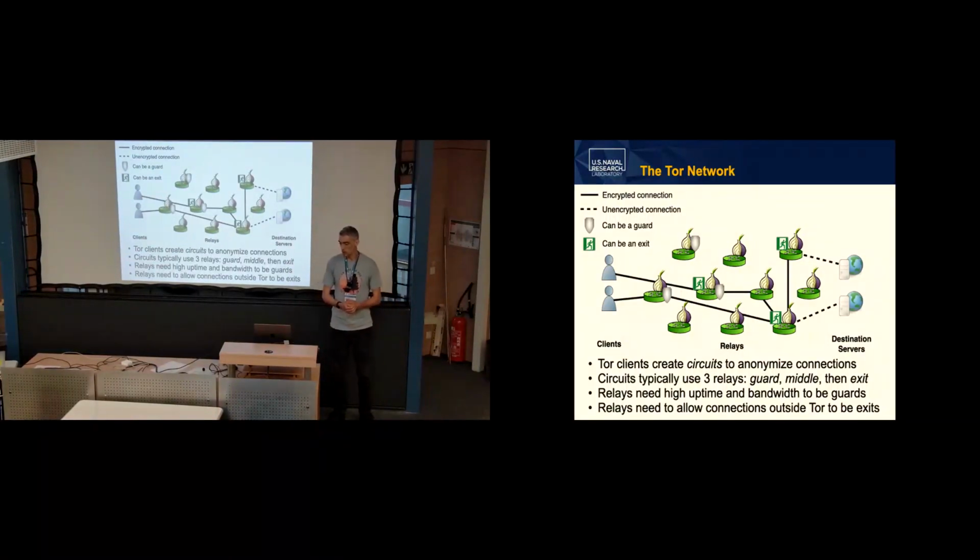So in the Tor network, Tor clients create circuits to anonymize connections. They typically use 3 relays. The first relay is a guard, the next relay is a middle, and the third relay is an exit. Not all relays can serve as guards. Relays need high uptime and bandwidth to be guards. Not all relays can serve as exits. They need to allow connections to outside the Tor network to be exits.